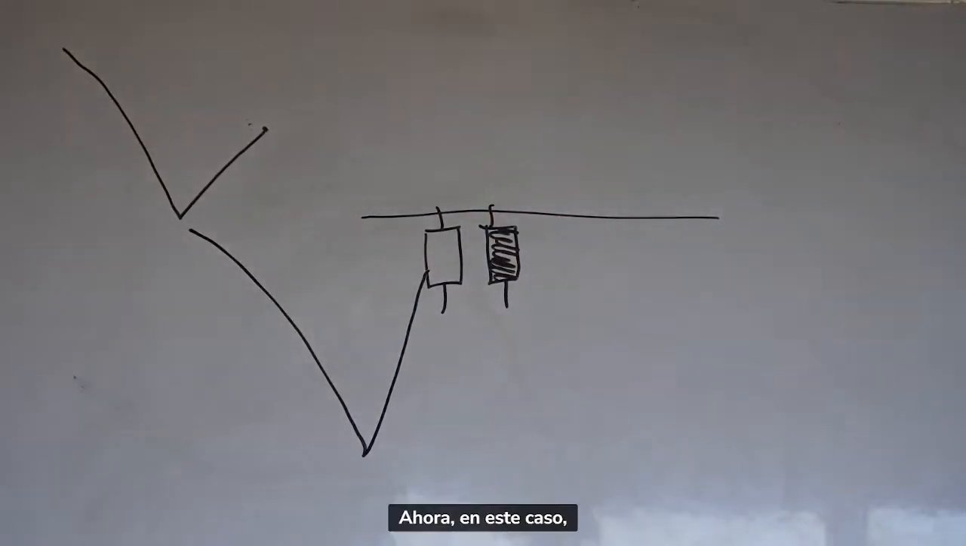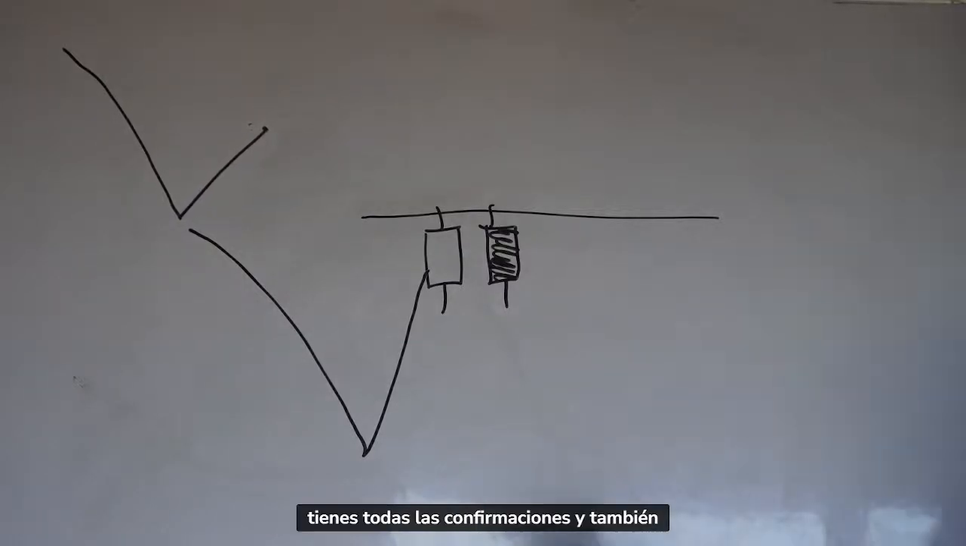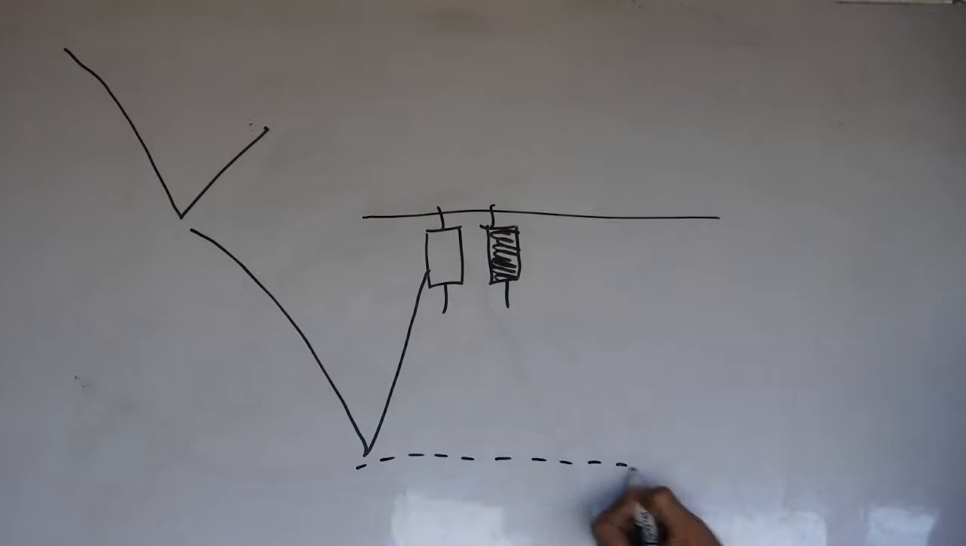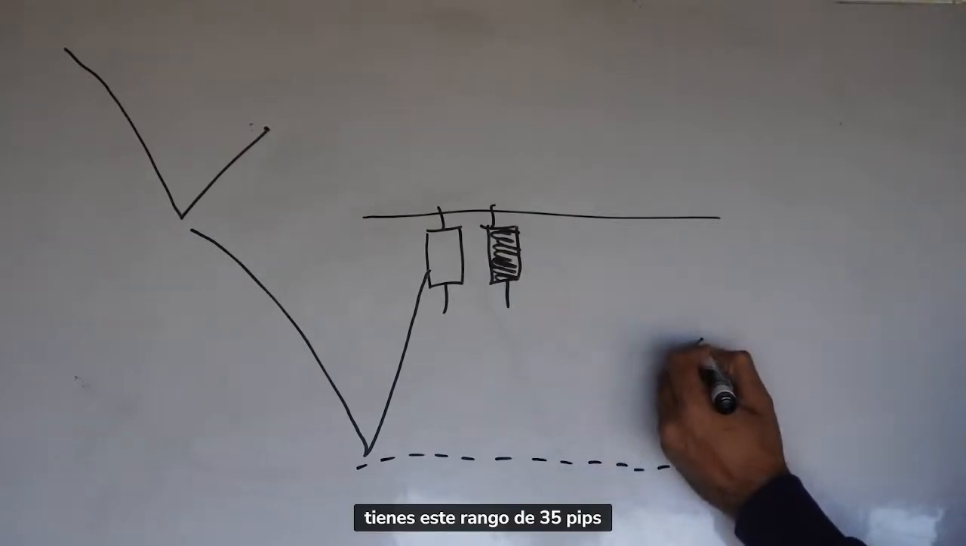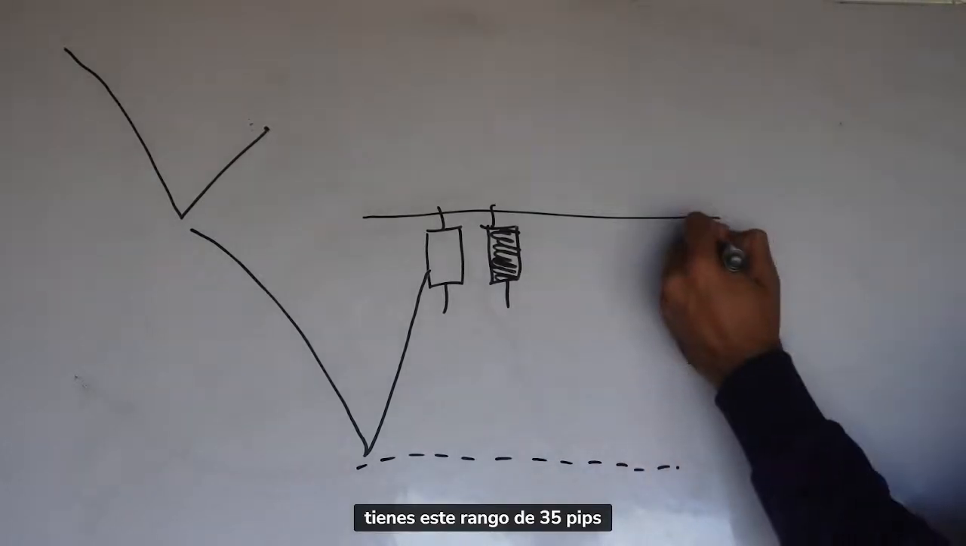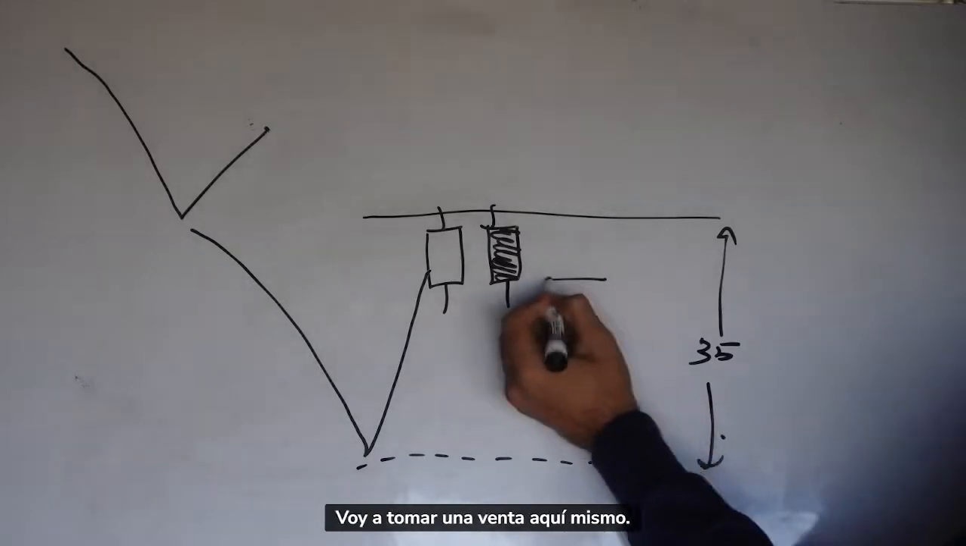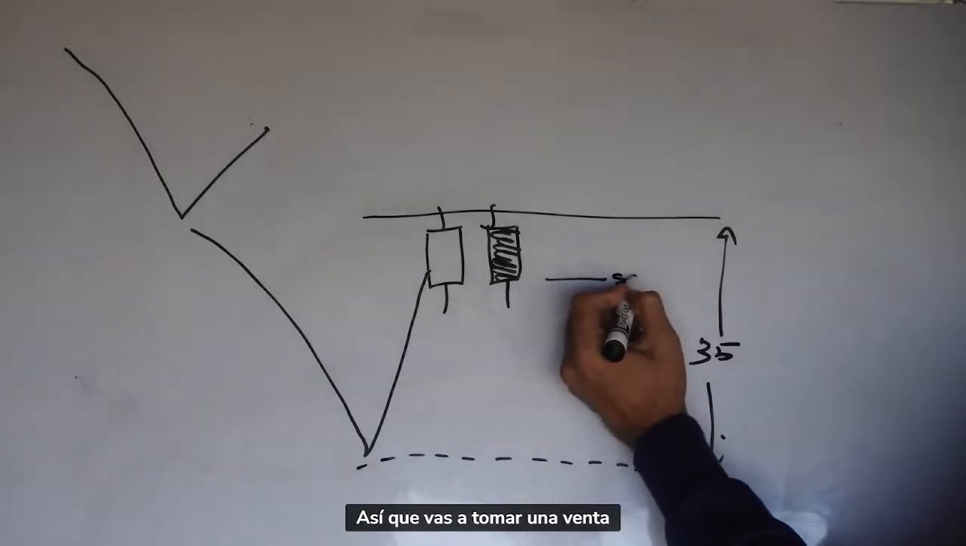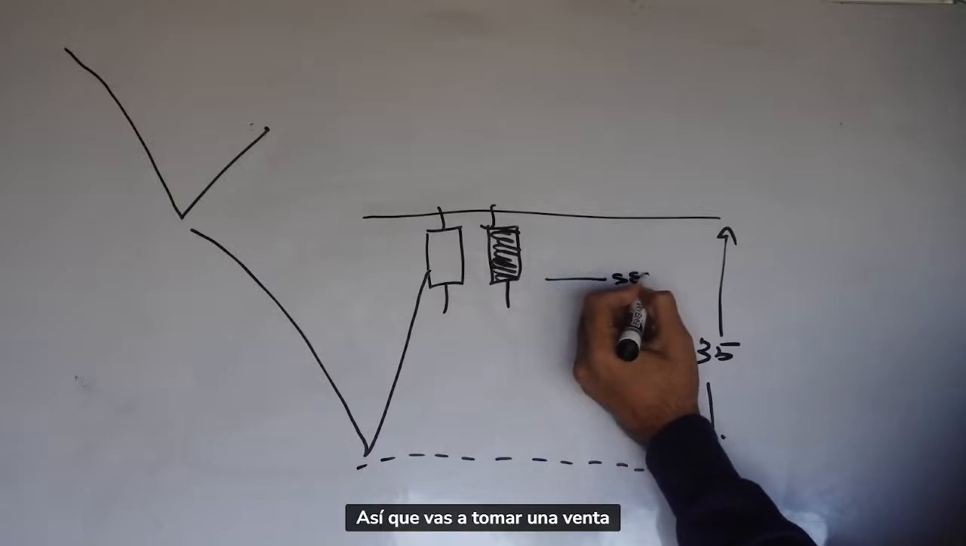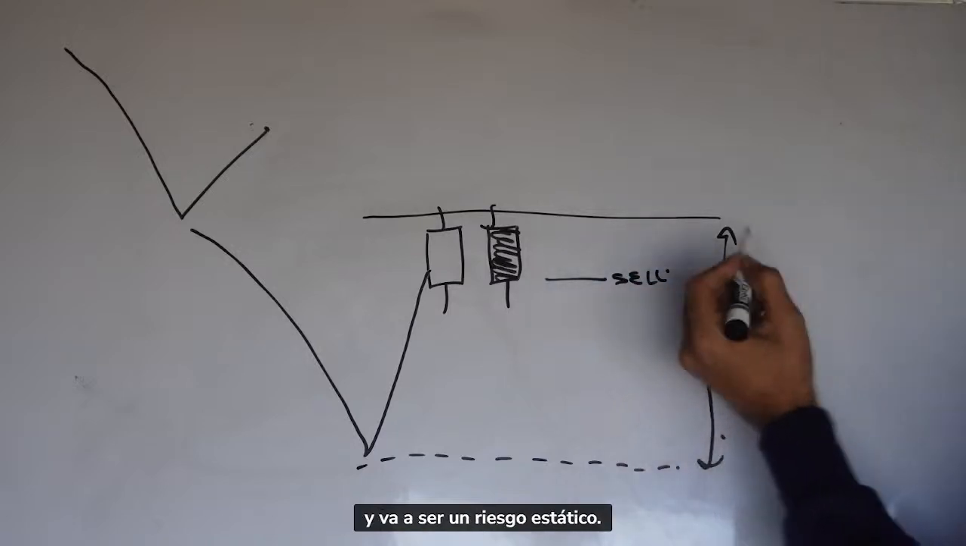pushing down. Now, in this case, let's say you're looking at this, you got all the confirmations, and you also have this range, and this is a 35 pip range, and you're like, okay, I can probably take a sell over here, and I can have a very, very good trade at this point. And you're going to say, okay, I'm going to take a sell right here. So you're going to take a sell, and this is going to be static risk.